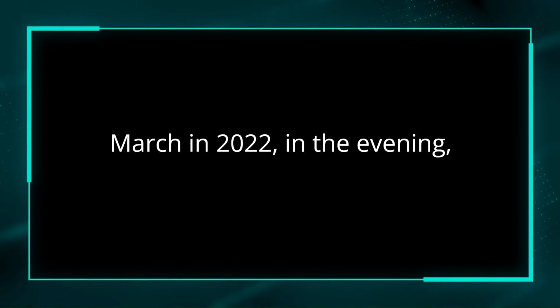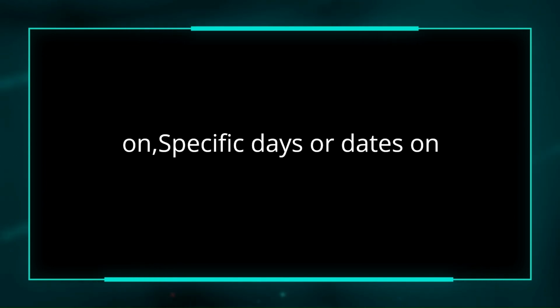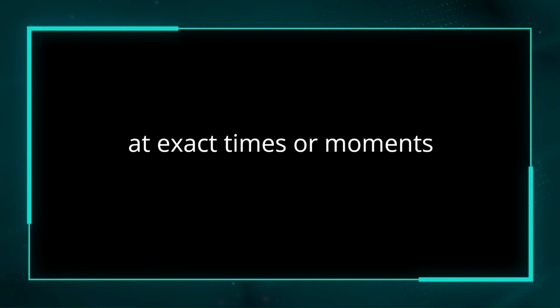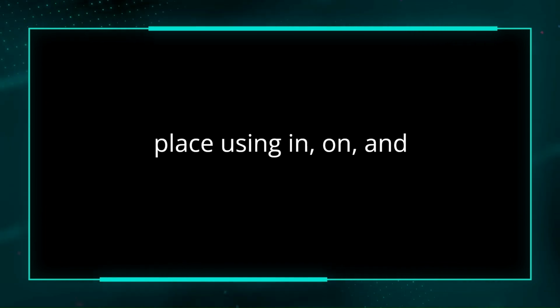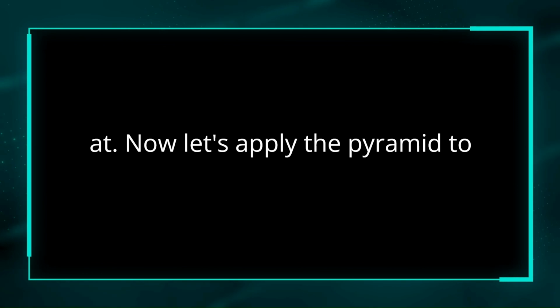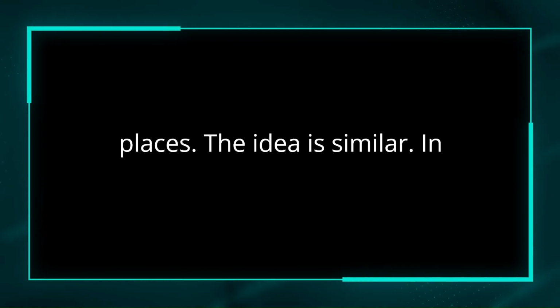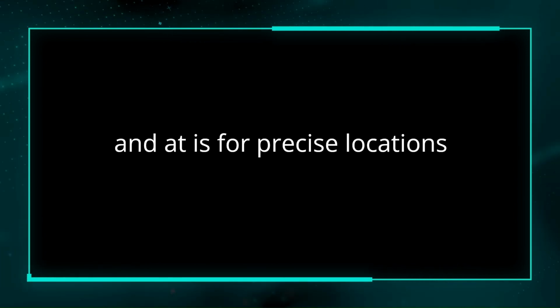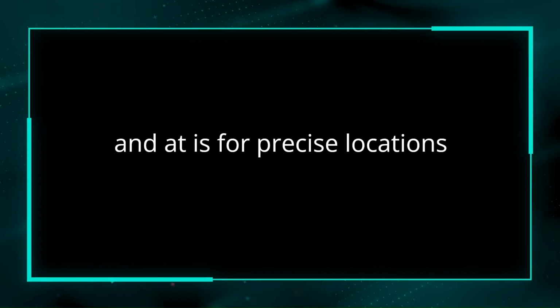Quick time recap. In, broad time periods like months, years, seasons, or parts of the day. In March, in 2022, in the evening. On, specific days or dates, on Wednesday, on December 25th. At, exact times or moments, at 10 o'clock, at dusk. Place, using in, on, and at. Now let's apply the pyramid to places. The idea is similar. In is general, on is for surfaces, and at is for precise locations.